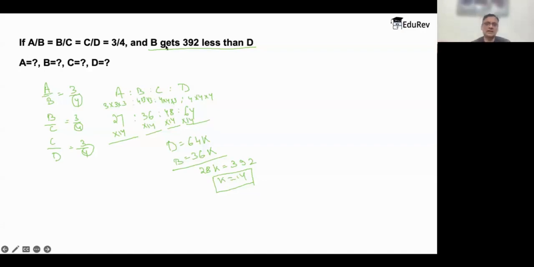Okay. After that, there was one more information given. And I told you, ratio can be converted to values if there is some value-related information given to you. And that information was given to me here. So using this, I could find the constant. And once you have the constant, then of course, you can solve everything.